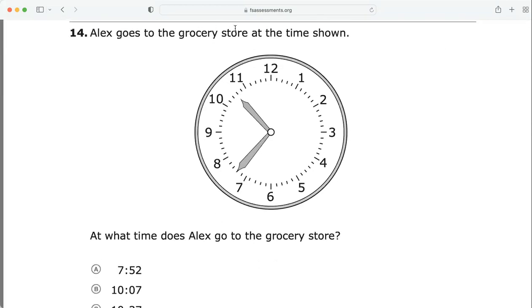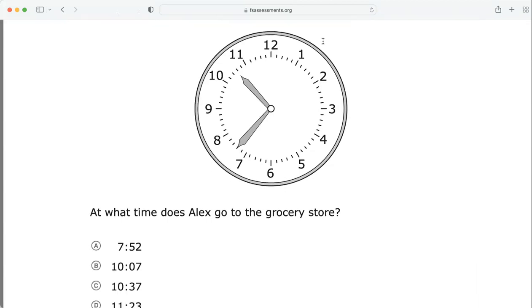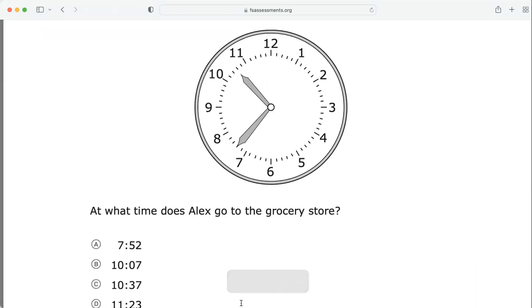Okay, Alex goes to the grocery store at the time shown. What time does Alex go to the grocery store? So we have a clock here. It is analog, old school with hands. The short hand is pointing, this is the hour hand. So I'm going to put H for hours. And this is the minute hand. So I'm going to put M for minute. So in between 10 and 11, meaning it's going to be at 10. It's not past 11. So the hour is going to be 10.